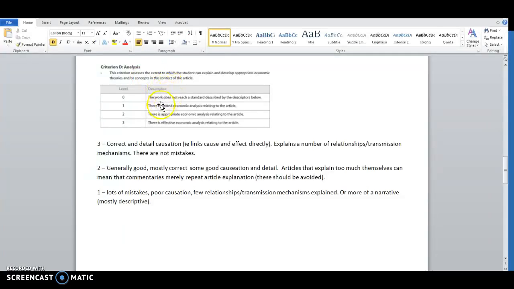The analysis bit is really looking at whether you understand causation. Can you read the article and understand if your diagram needs to be shifted or altered? And if so, do you know the correct way it's going to move? And can you explain to the examiner that you know why something has moved the way it has? So really, this is very well tied to your diagrams. Your diagrams obviously need to be correctly drawn, but they also need to be correctly moved. And that's where these points come in.